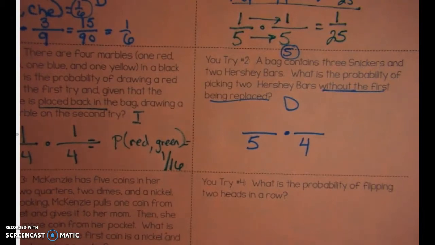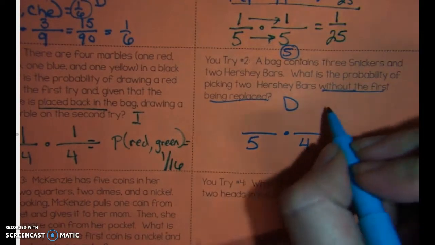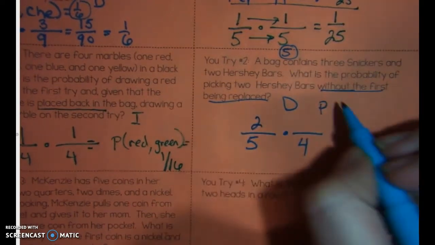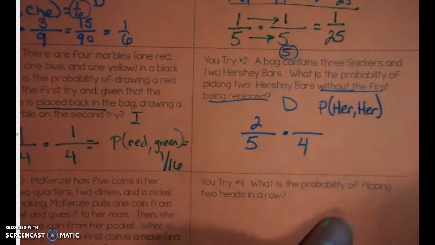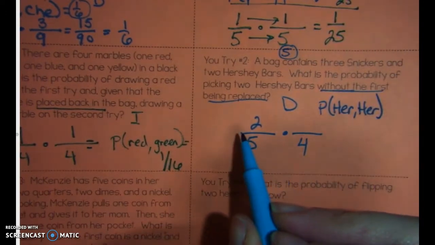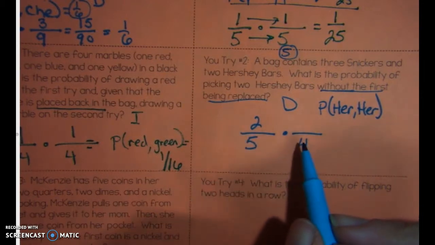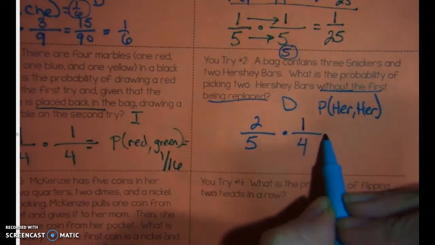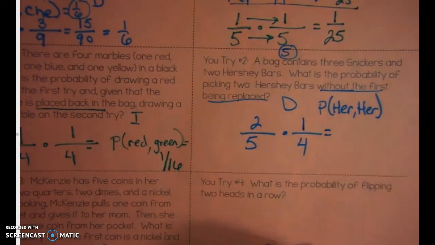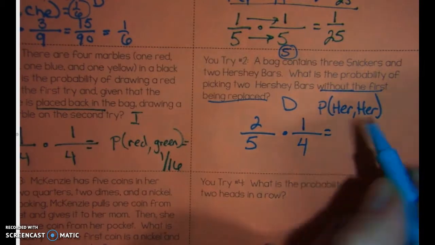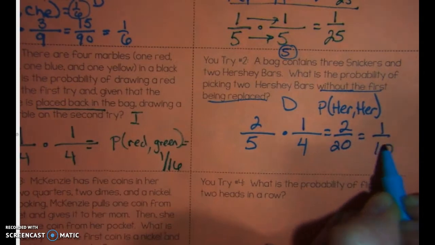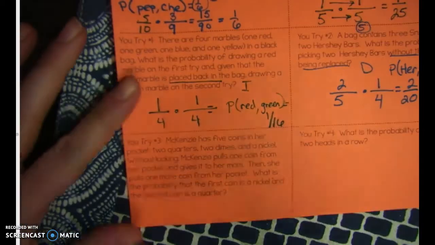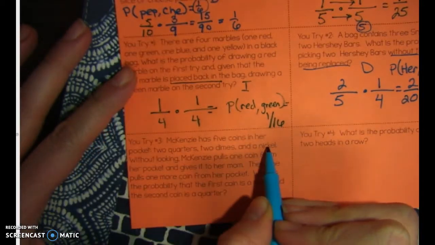How many Hershey bars do I have to choose from for the first one? 2, right? Because we want the probability of getting a Hershey's and another Hershey's. Okay? If I chose the Hershey on the first one, how many Hershey bars would be left for the second pull? Just 1. Very good, Ariana. So now we've got to multiply. 2 over 20. And what does that simplify to, Ethan? 1/10.